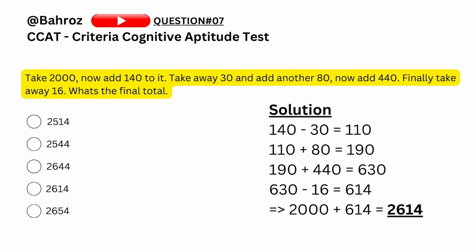Question number 7, take 2000, now add 140 to it. Take away 30, add another 80. Now here it's best, before reading the complete question, to start writing it down. So we have 2000, now add 140 to it. Just to make it simple, what I did was I'm adding the 2000 in the end. So I have 140, take away 30, so 140 minus 30 is 110, add another 80 is 190. Now add 440 is 630. Finally take away 16, so it's 614. Now we add the 2000 back, so it becomes 2614. It's just easier this way.